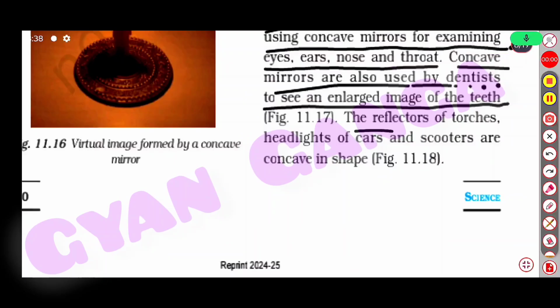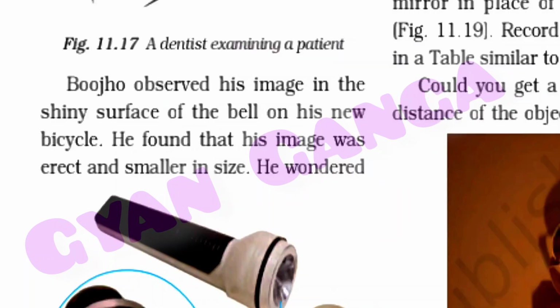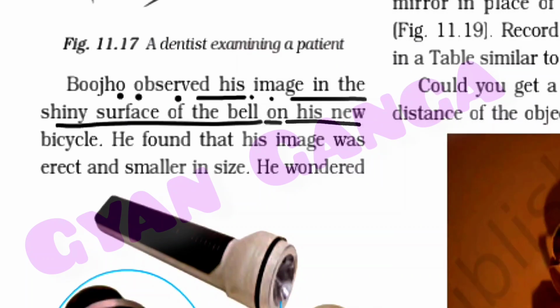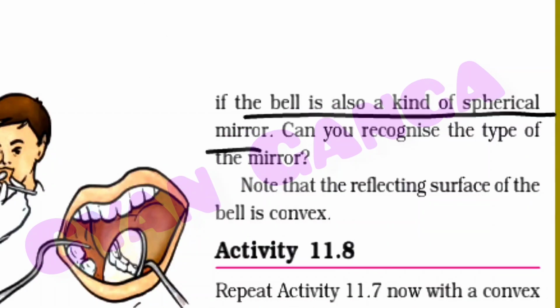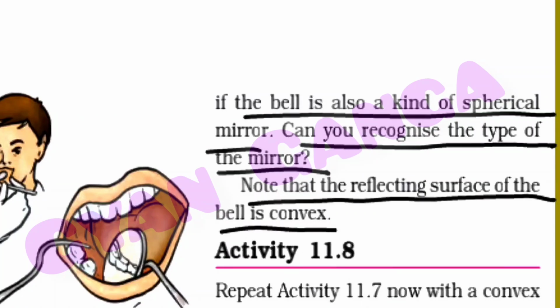The reflectors of a torch and of the headlights of a car and scooter are concave in shape. Bujo observed his image in the shiny surface of the bell on his new bicycle. He found that his image was erect and small in size. He wondered if the bell is also a kind of spherical mirror. Can you recognize this type of mirror? Note that the reflective surface of the bell is convex.